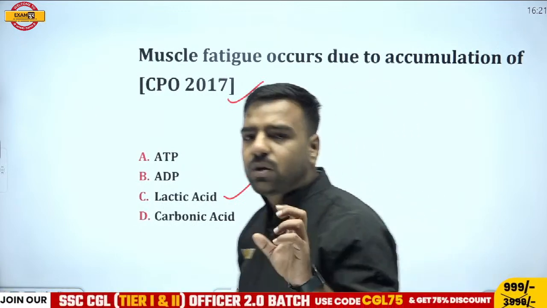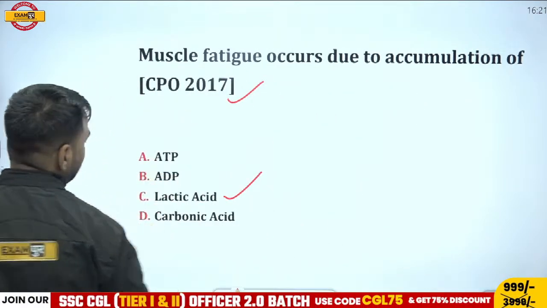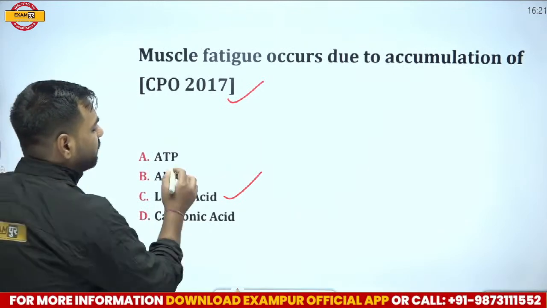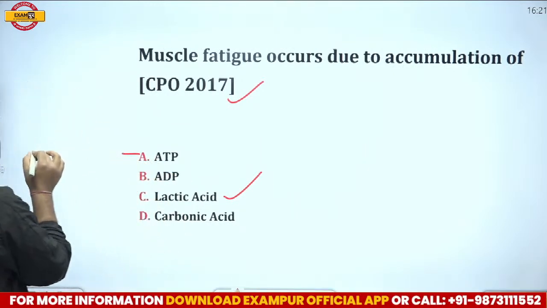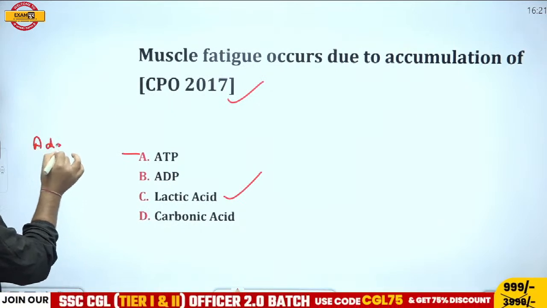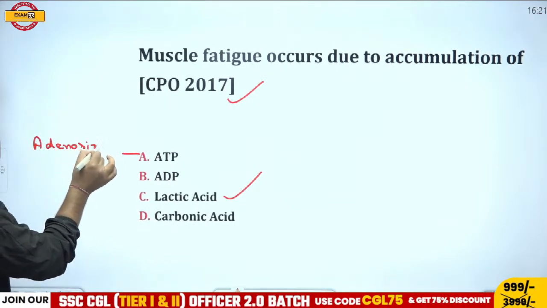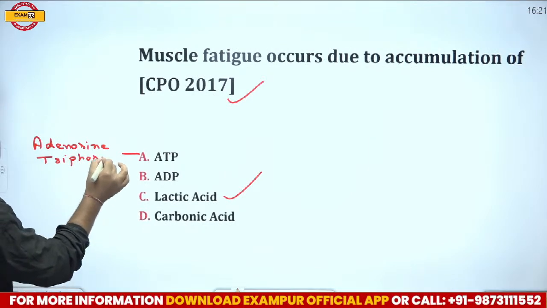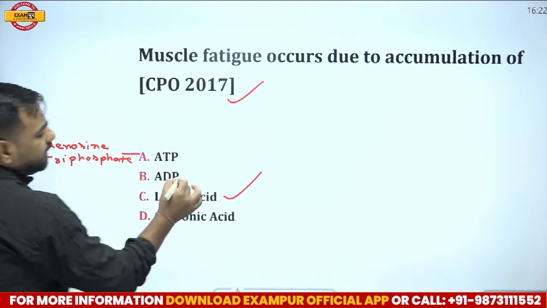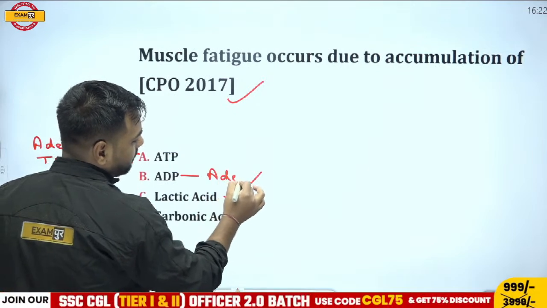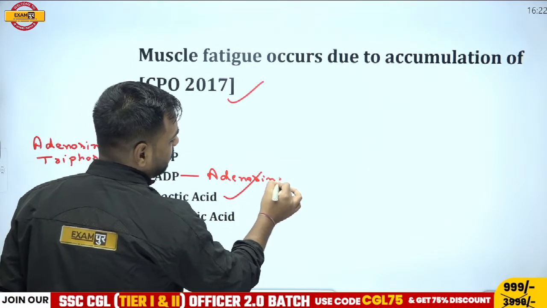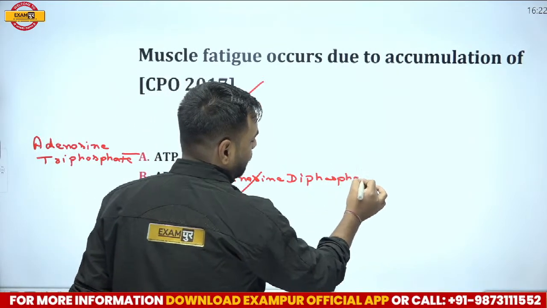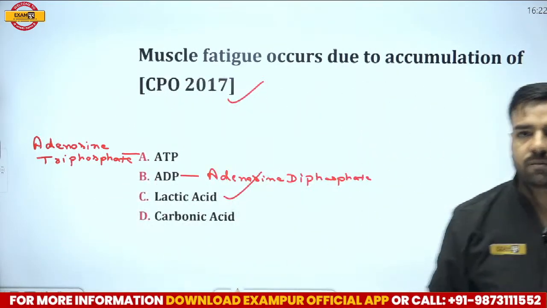And for the people who are not aware of this part, ATP and ADP are the energy molecules which are present in our body. What is the full form? ATP stands for adenosine triphosphate. And ADP is adenosine diphosphate. Okay, let's move forward to the next question now.